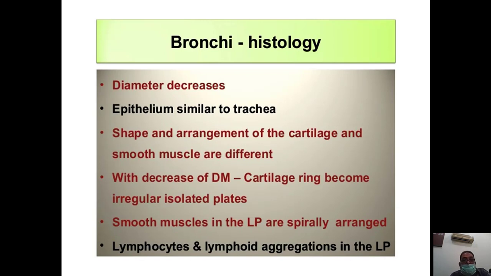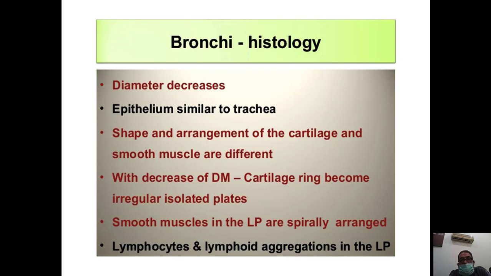Now the bronchial histology: the epithelium is similar to the trachea, but the shape and arrangement of the cartilage and smooth muscles are different. I told you earlier, with decrease in diameter, the cartilage rings become irregular, isolated plates. Smooth muscles of the lamina propria are spirally aligned, with lymphocytes and lymphatic aggregation in the lamina propria. These are the characteristic changes visible in the bronchi.